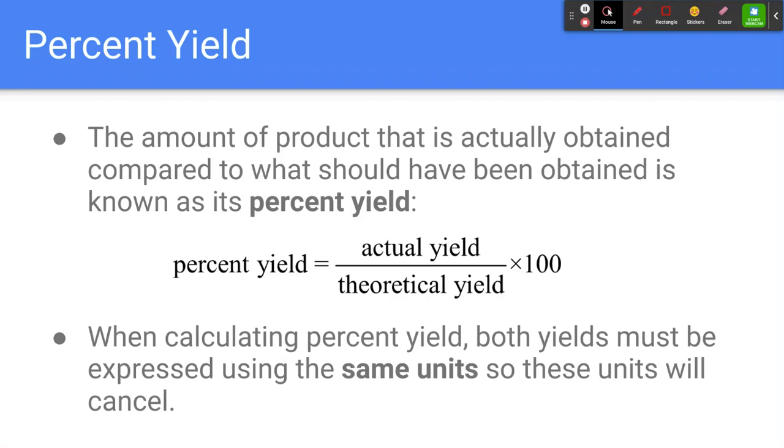Now make sure that the units of your actual and theoretical are in the same units. For example, you need them probably both in grams. Eventually you may need them both in liters, that sort of thing. They need to be in the same units in order to make this work. So actual over theoretical times 100. This is on your reference doc.